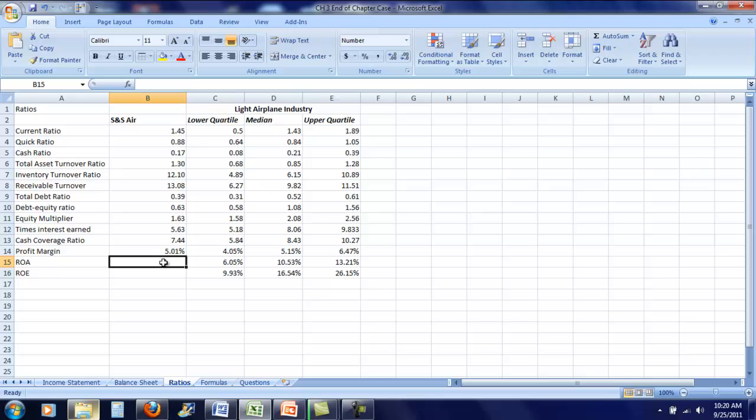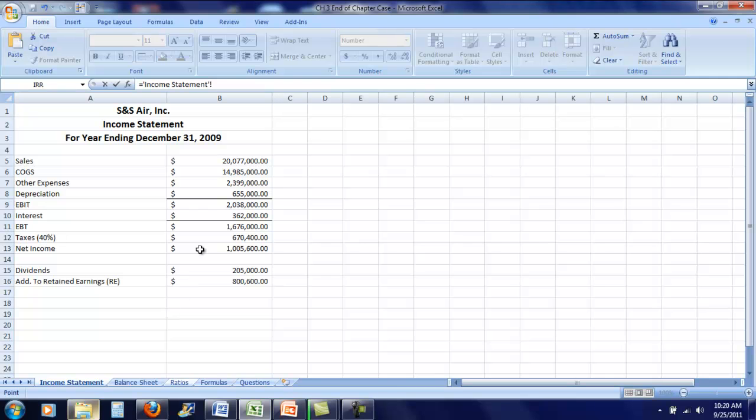Now, our return on assets is net income divided by total assets. ROA stands for return on assets. So net income divided by total assets.